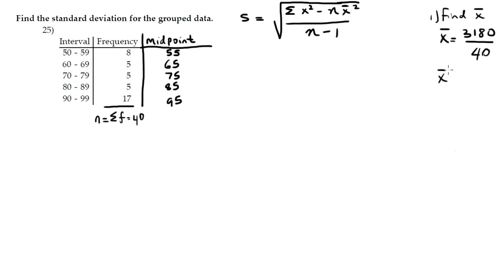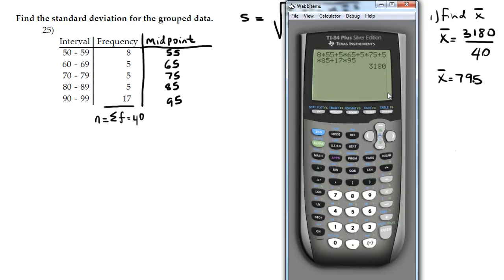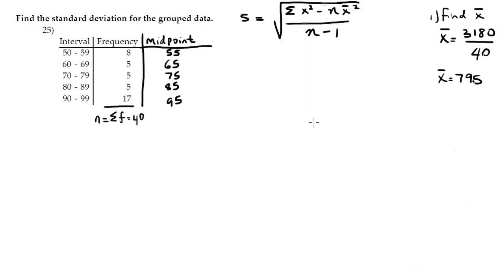3,180 divided by 40, that's 79.5, I believe it is. So 79.5 should be my mean. Let's double check. 3,180 divided by 40 equals 79.5. I still got it. So my mean is 79.5. So if we're using this formula here, we've got one component of it.